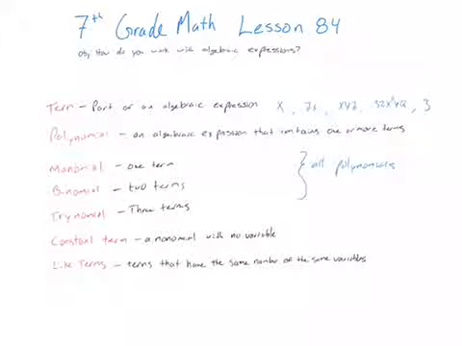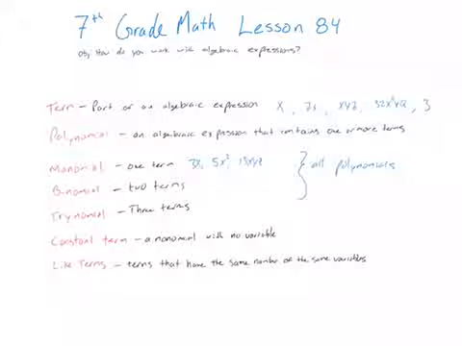Okay? A polynomial is an algebraic expression that contains one or more terms. So one or more terms. A monomial is one term. So these things I drew right up here are all monomials because they're all just a single term. So I'll just maybe rewrite some examples of them here. 3x, 5x squared, 13xyz. Those are examples of monomials.